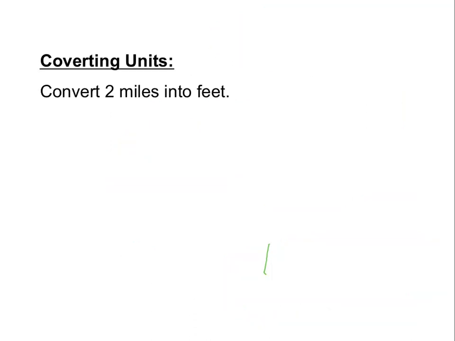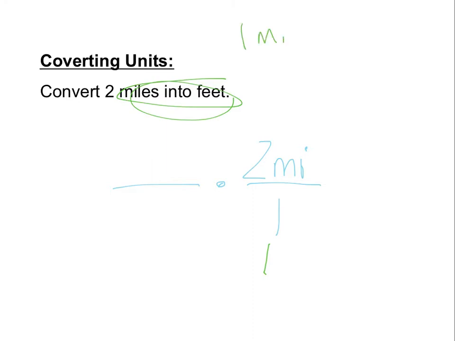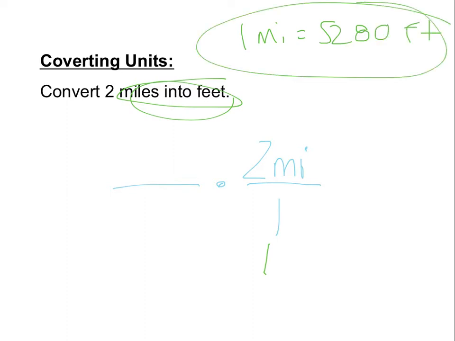Alright, let's do another one. So we have 2 miles into feet. So we put our 2 miles on the right side. You do that over 1. And then we're making a fraction on the left. Now our fraction on the left is based on the miles and feet ratio, and on your guide it says 1 mile equals 5,280 feet. So those are the two numbers we're going to use as our fraction.